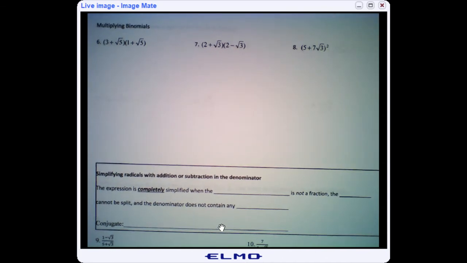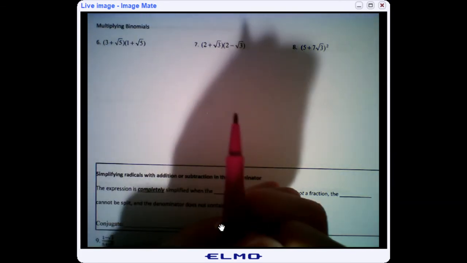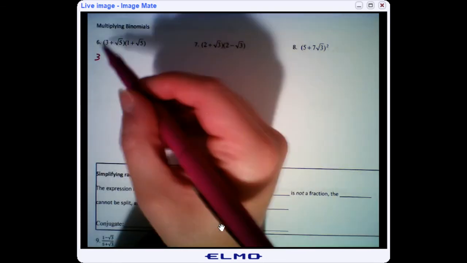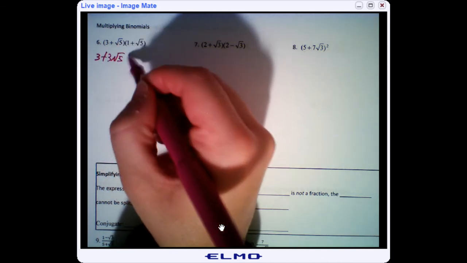We're going to multiply binomials now. So we're going to treat them just like we would with variables, except sometimes we'll have to simplify. So 3 times 1 is 3. 3 times the square root of 5 is 3 square root of 5. Square root of 5 times 1 is square root of 5.